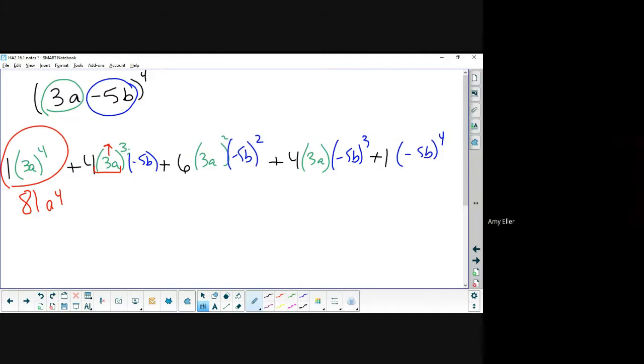So let's fix this term. Simplifying this, what is 3 to the 3rd? Do we know that one? 27. Sorry about that. Now type your coefficients, which are 4 times 27 times negative 5. I got negative 540. My variables are a to the third and b.